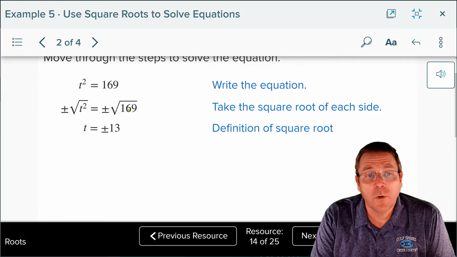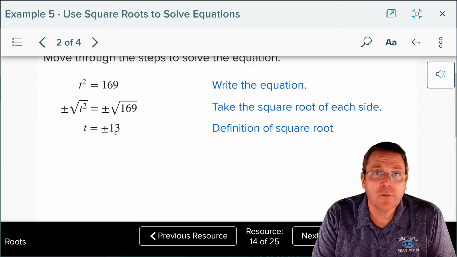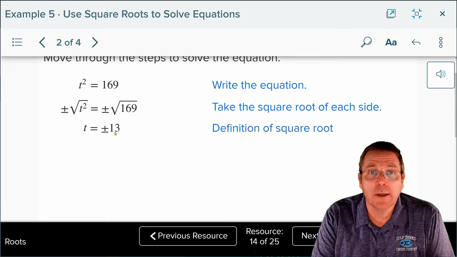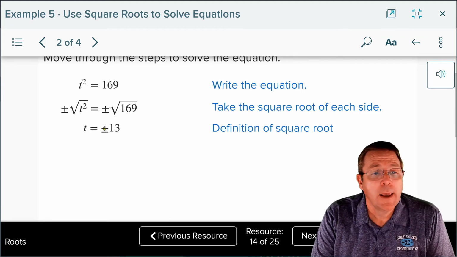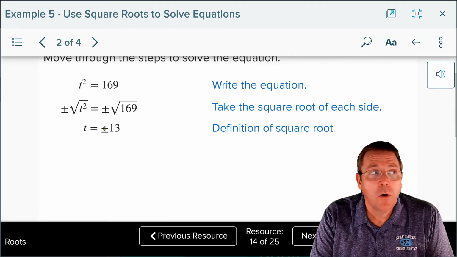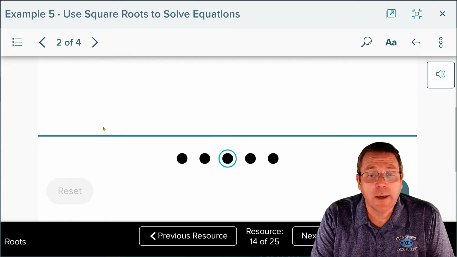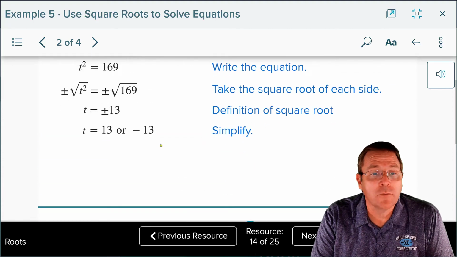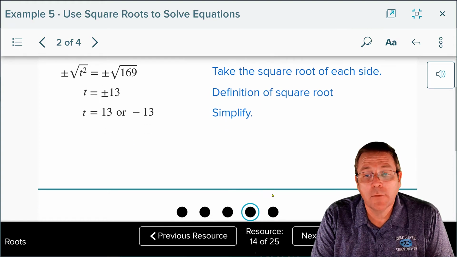And of course, the square root of 169, that's 13, because 13 times 13 is 169, and it could be a positive 13, or it could be a negative 13. Either one of those is a legitimate answer. So t is equal to 13, or t is equal to negative 13.